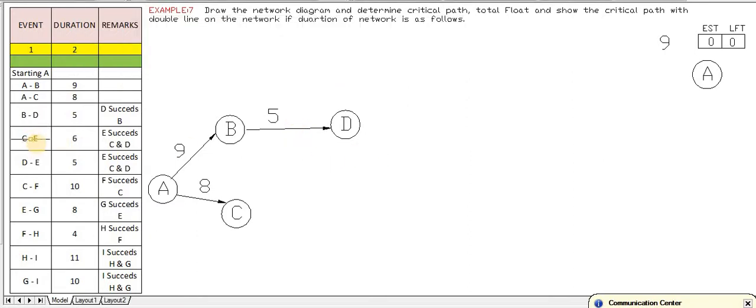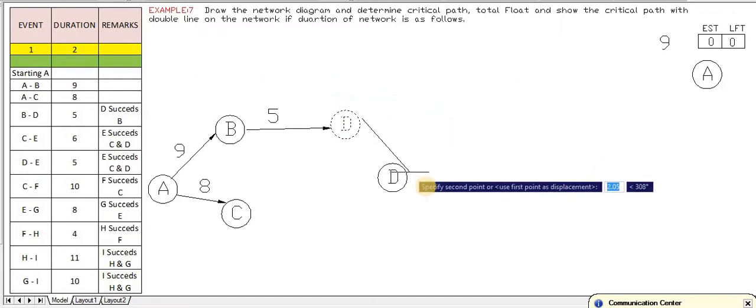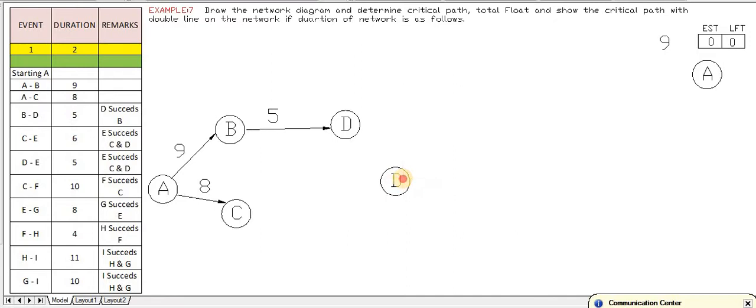Next we will read C to E, it is the fourth line. C to E is having 6. Also D to E, that means C and E, D and E are meeting at the same point. C is ending with E and D is also ending with E. So that means E is the common point. So we will end here. Here we will draw a common point for E.